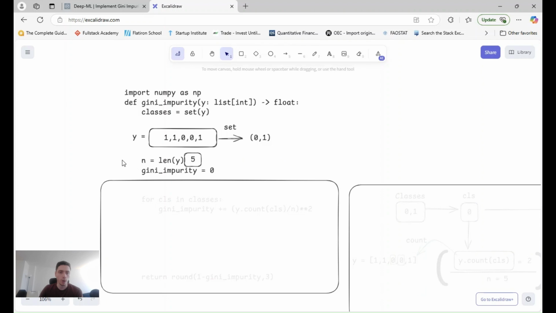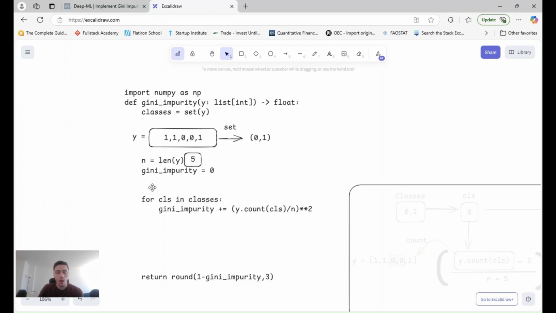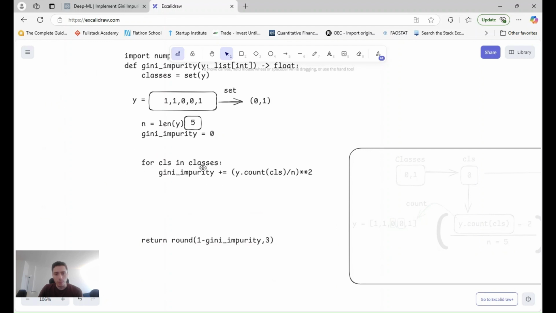So now we have a set of all the classes. We're also going to set a few other starting parameters. We'll say n equals the length of y, which equals 5, and we'll set the Gini impurity to 0 currently. Now we're going to compute the Gini impurity. Right here we have a loop where we go through each element of the classes, compute the Gini impurity, and add them up.